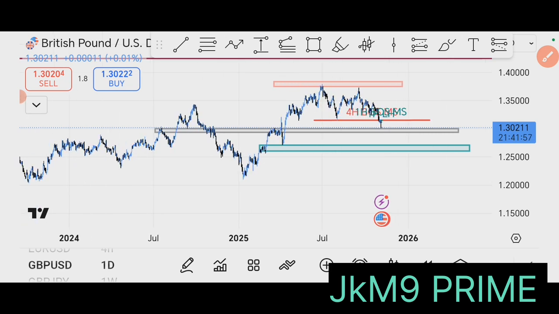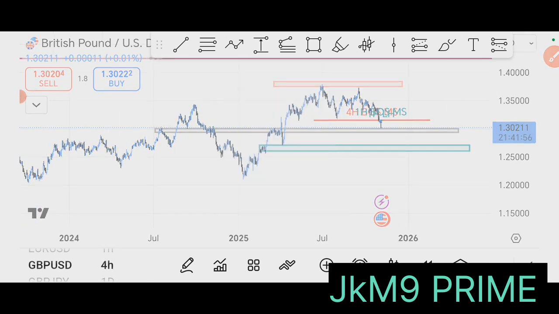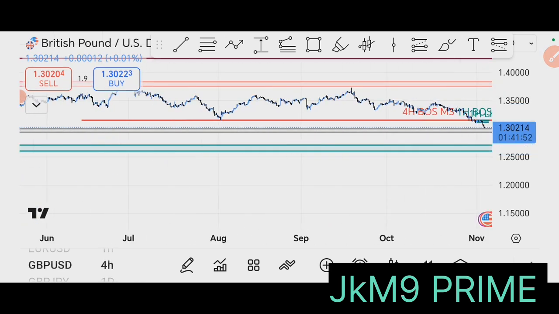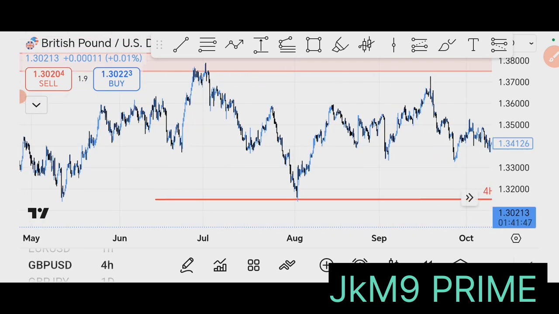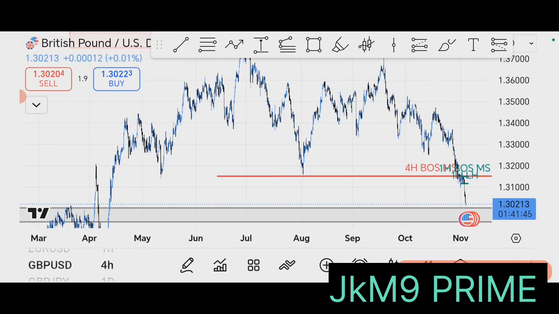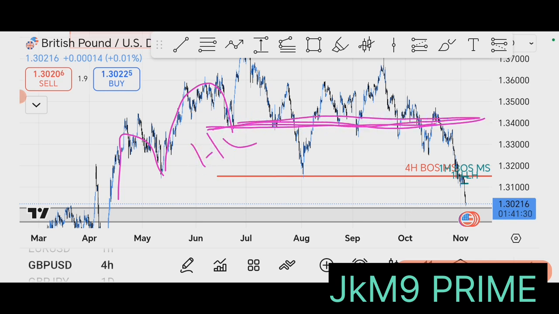Okay, for now we go into the 4 hour. For the 4 hour, you see price already formed a higher low here, then one more higher low here, then you see price already broke the last higher low. In the 4 hour, price already broke the higher low, then came to the breakout, then formed again one lower high, then price went all the way down.